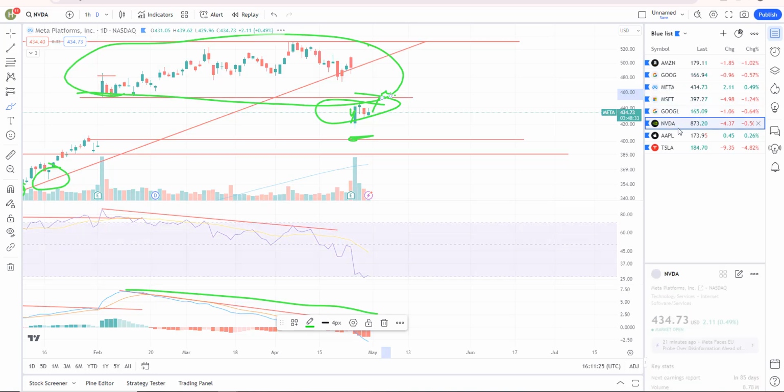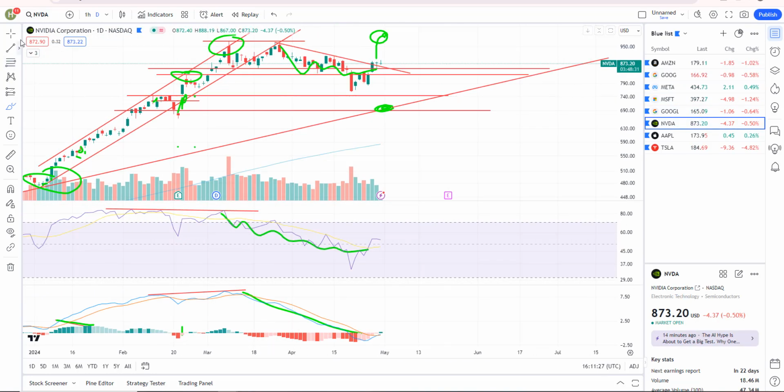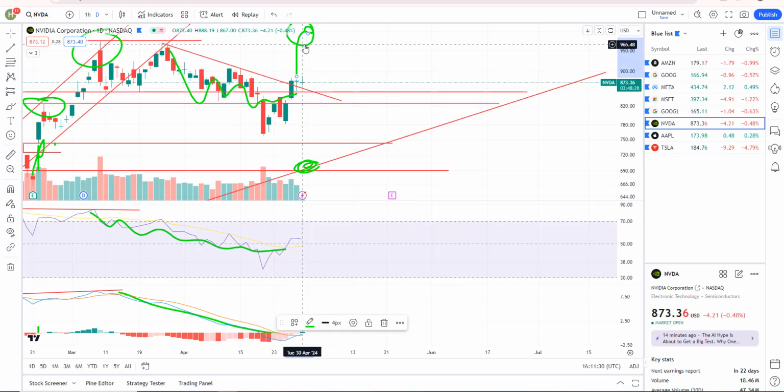And then Nvidia is kind of hanging in there, and so I don't see much in Nvidia where I just want to short the thing.